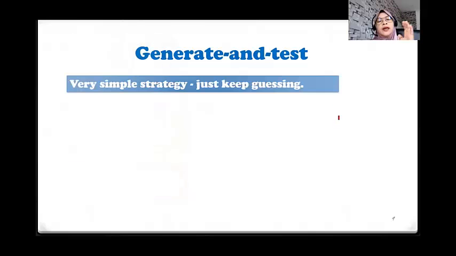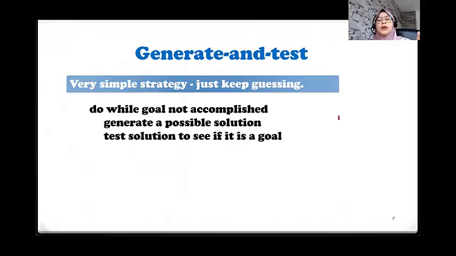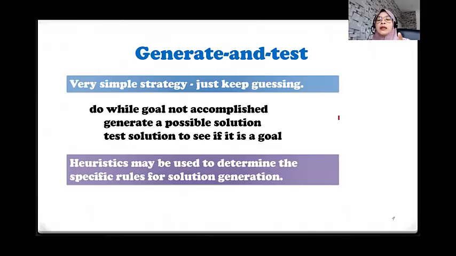So what is generate and test? It's a very simple strategy. Just keep guessing. Do while the goal is not accomplished: generate a possible solution, and test the solution to see if it is a goal state. The heuristic may be used to determine the specific rule for solution generation.